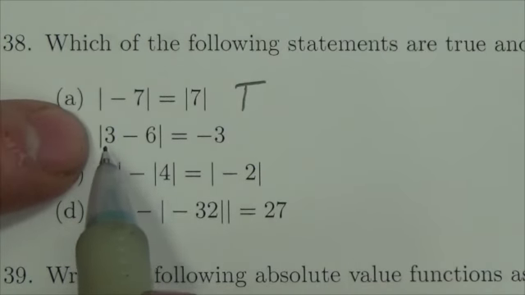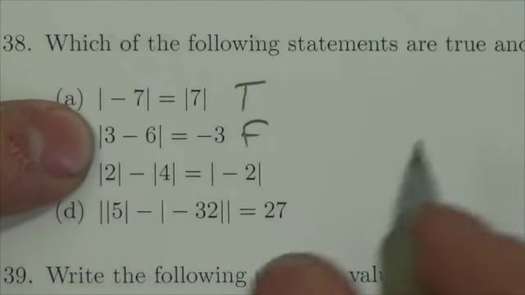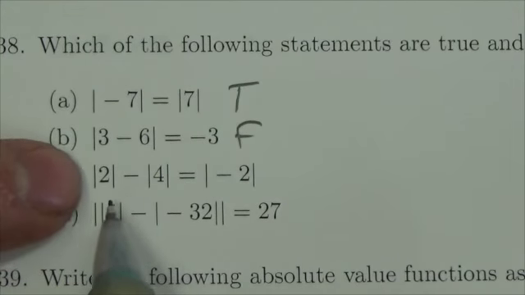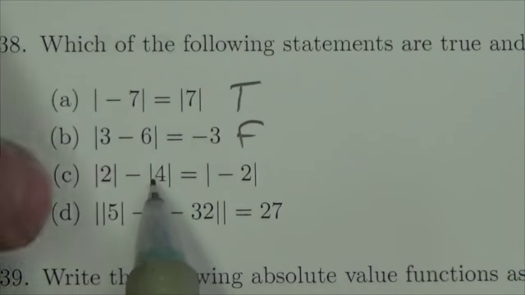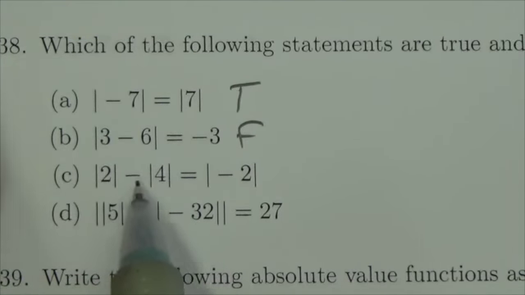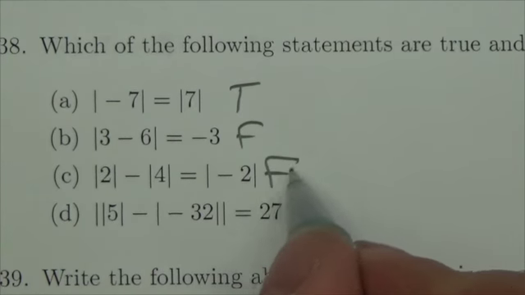This one right here. Can an absolute value equal a negative number? No, that is false. Okay, absolute value of 2 is 2. Absolute value of 4 is 4. 2 minus 4 is -2. But the absolute value of -2 is +2. So these are not equal.